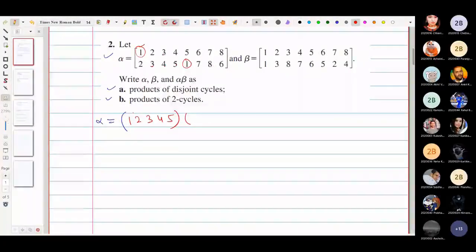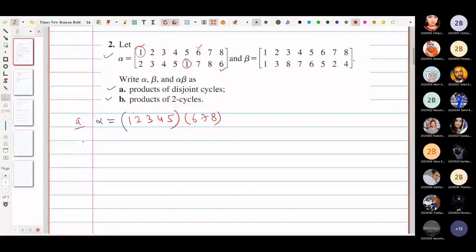Then let us search for another cycle. 6 goes to 7, 7 goes to 8, and 8 goes to 6. So we again start with 6 and end at 6. So 6, 7, and then 8. Fine. So 3 symbols are there. So we have (1 2 3 4 5)(6 7 8). Of course, they are disjoint cycles. You can see that there is nothing common. Fine. So this is the solution of the first part.